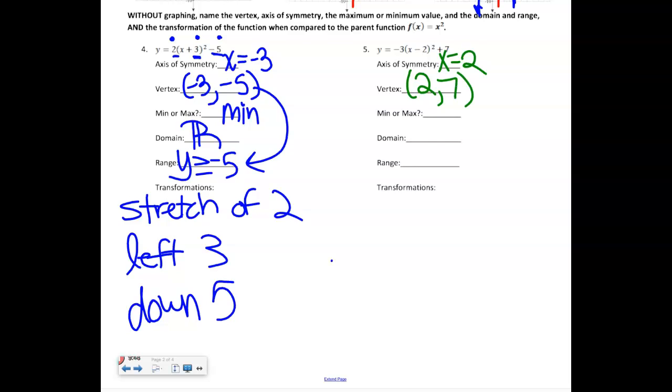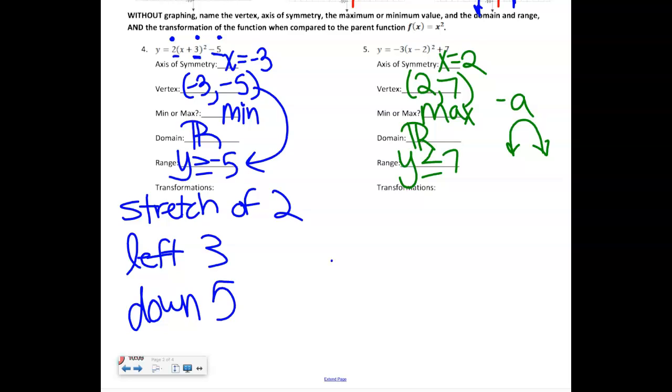This time, my a is negative. Therefore, I have an upside down u. So that means we have a max. My domain, it's still all real numbers. And our y, since it's going upside down, all of our y's are less than whatever number's at the back here, so 7.